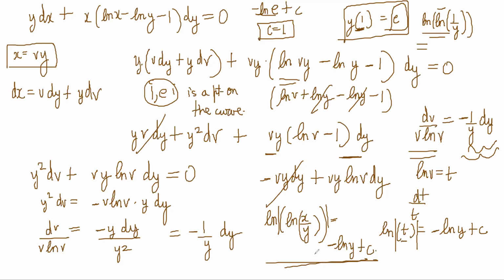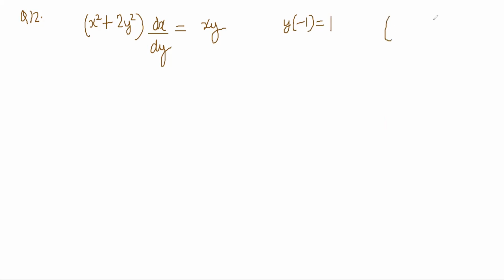For example, let's see question number 12 in the same exercise. x squared plus 2y squared dx by dy is equal to xy, and y of minus 1 is 1. That means basically the point is x is minus 1 and y is 1. This is the point.